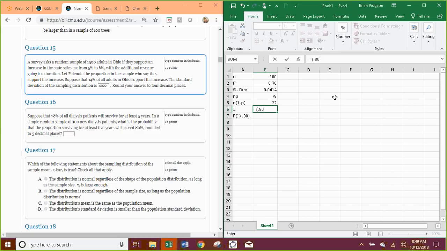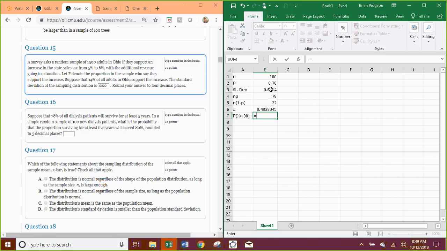We're going to use that. We're saying, what is the probability the sample proportion will exceed that value? What's the mean? 0.78. That's what we're defining as our population proportion. So 0.8 minus 0.78 divided by the standard deviation. Well, we calculated that before: square root of p(1 minus p) over n. There's our z-score.